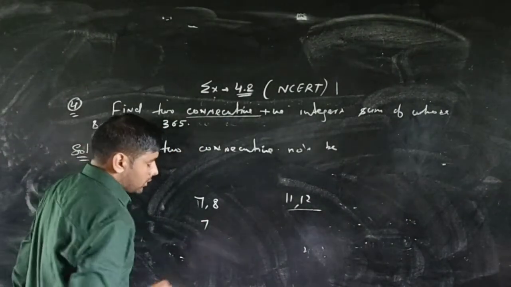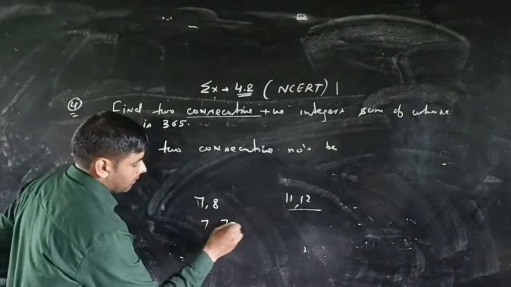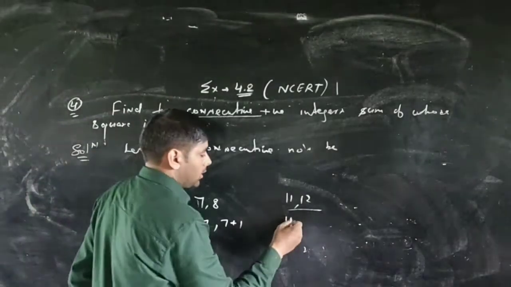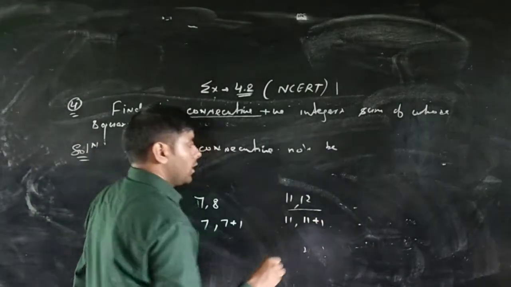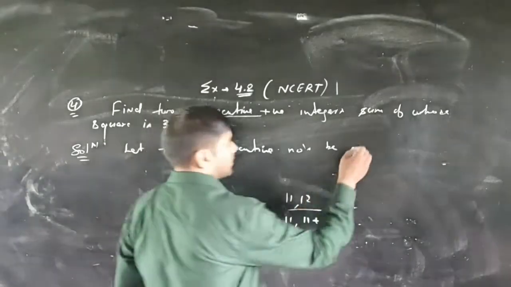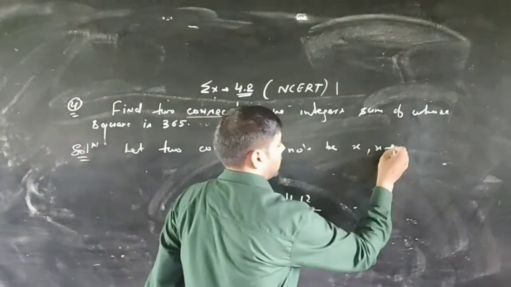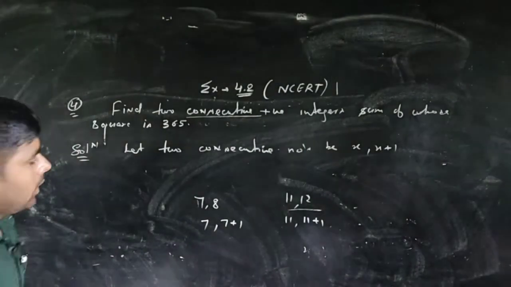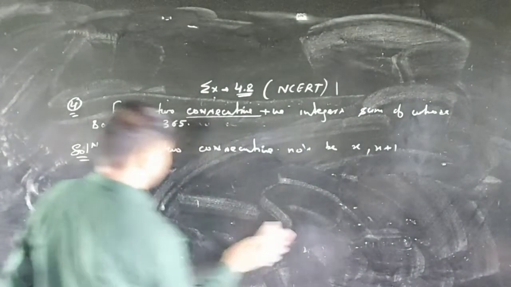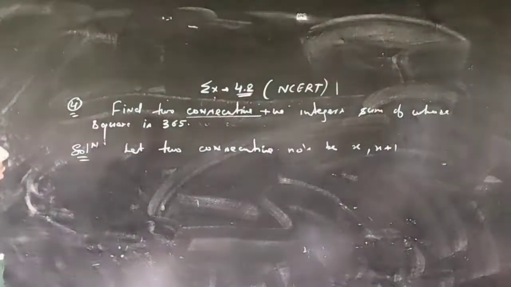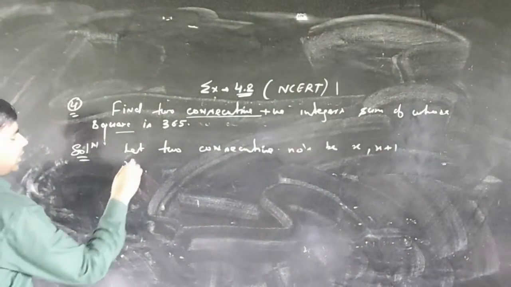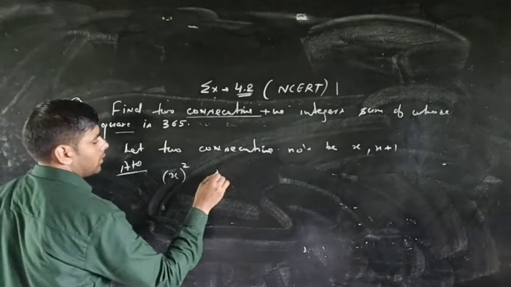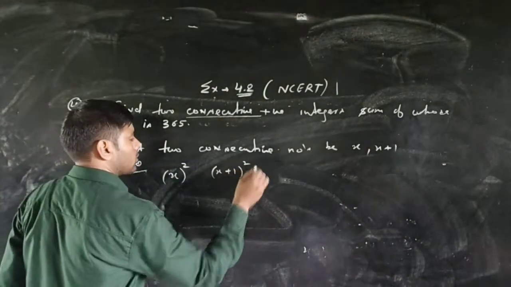If one number is 7, then the next number is 7 plus 1. If one number is 11, then the next number is 11 plus 1. If one number is x, then the next number will be x plus 1. These are two consecutive positive integers. According to the question, the sum of whose squares: x square and x plus 1 whole square.